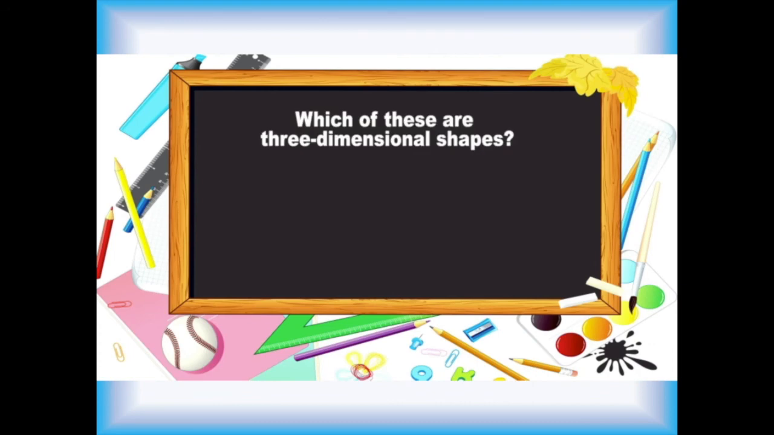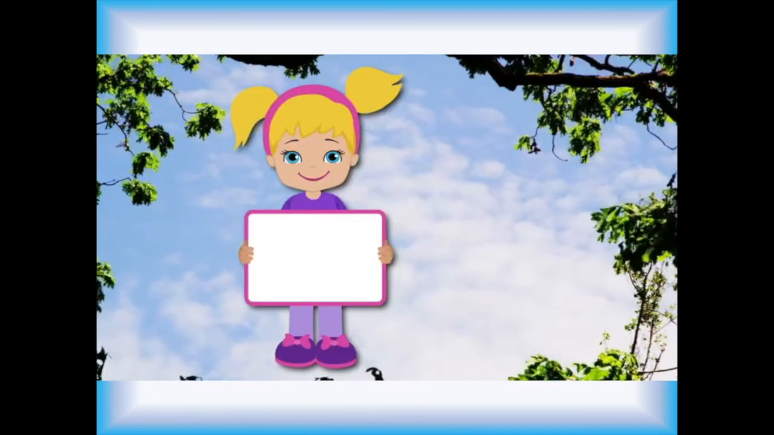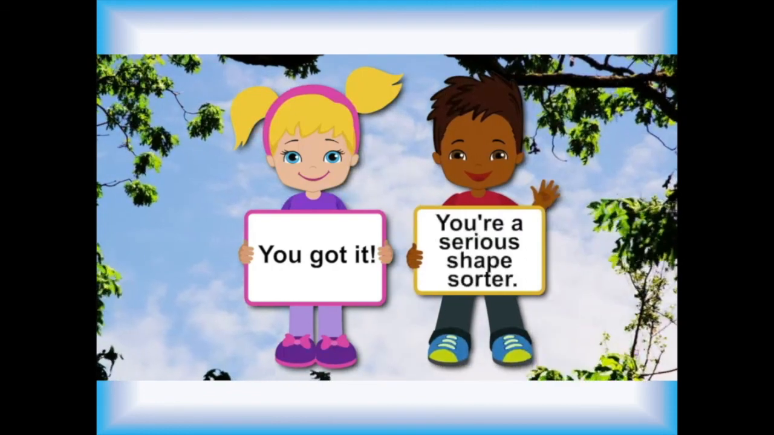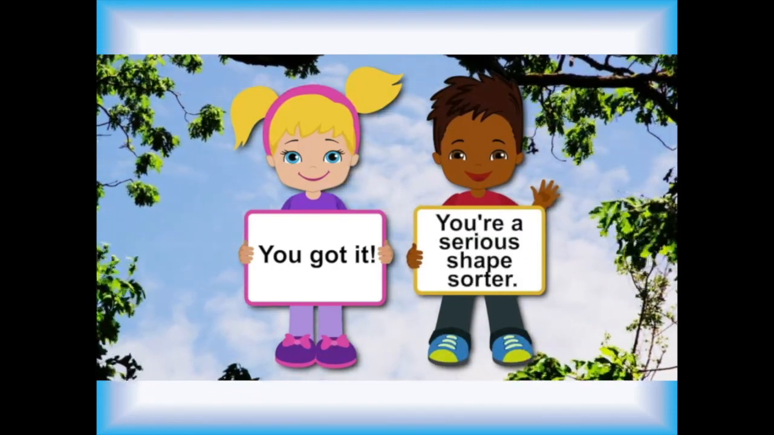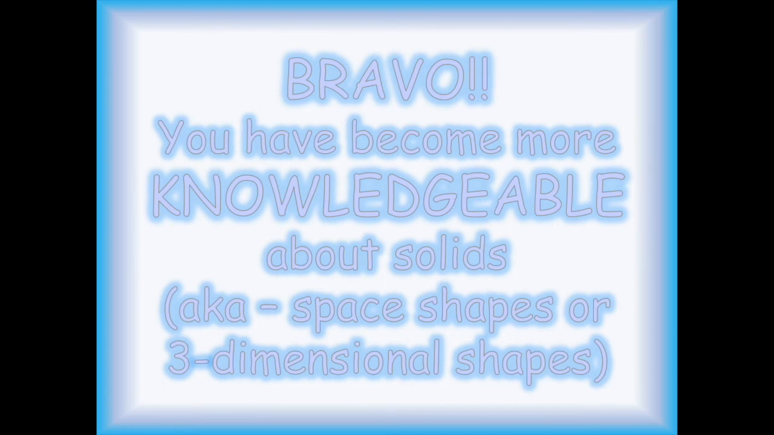One last try to see if I can stump you on shapes. Which of these are three-dimensional shapes? Is it a square, a cone, a sphere, or a circle? Did I stump you? A cone and a sphere are both three-dimensional shapes. You got it! You're a serious shape sorter. Bravo! You have become more knowledgeable about solids, also known as space shapes or three-dimensional shapes.